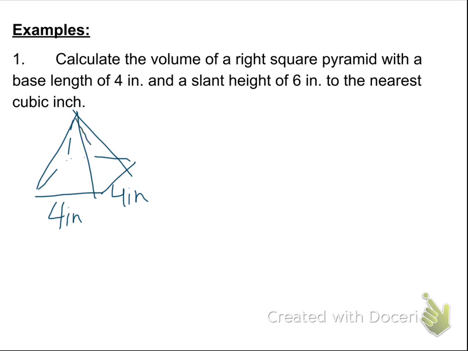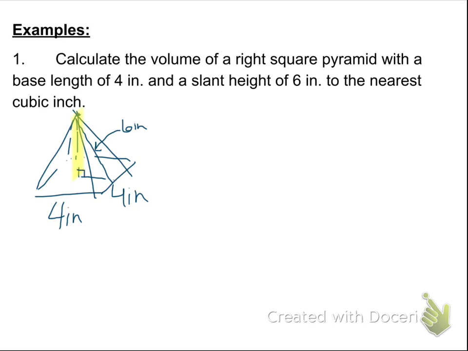And remember, our slant height is down the side here, so that line there is 6 inches all the way from the peak here to the middle of that bottom. But that's not really important when we're doing our volume calculation. We need to know this actual height here of the pyramid from the bottom to the top.